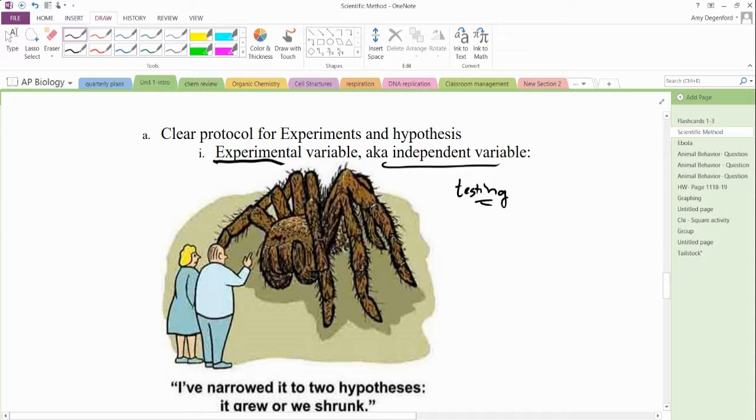So maybe this could be whether or not a certain fertilizer works. Maybe this could be the amount of hormone that's needed, or the amount of daylight that signals plants to bloom, but you're testing that. So those are experimental variables, the independent variable.